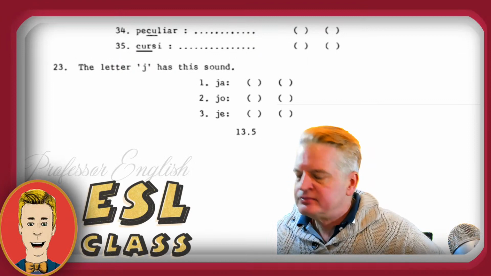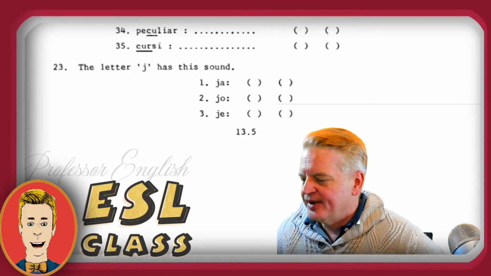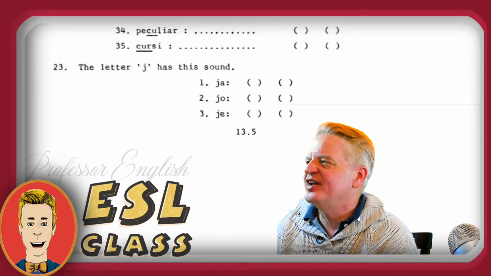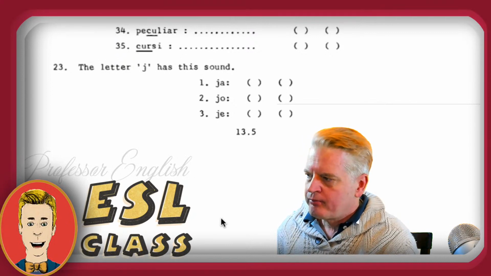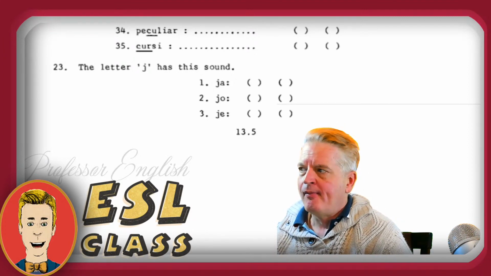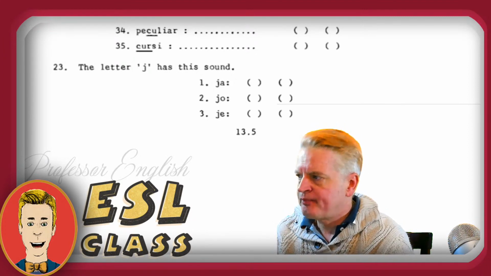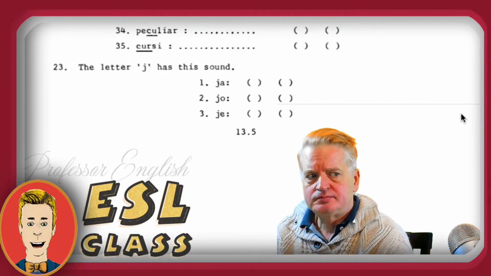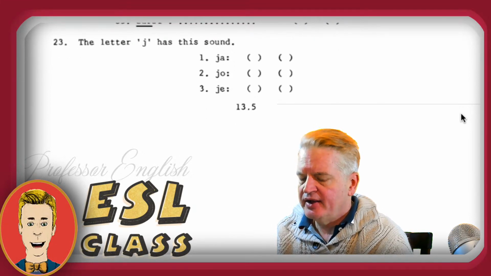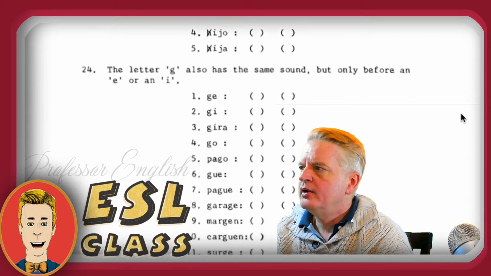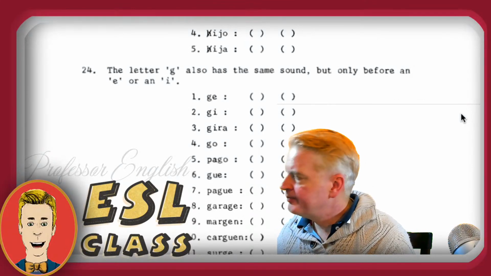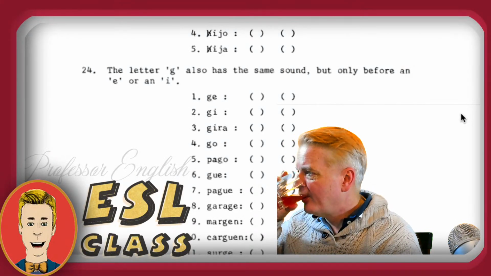All right. Let's finish this up. It's going to be like another hour. Let's go. 23. The letter J has this sound. Ha. 2. Ho. 3. He. 4. Hijo. 5. Hija. Number 24.